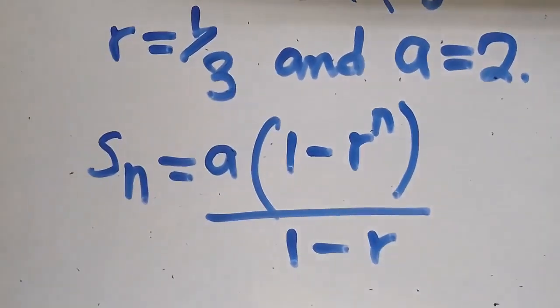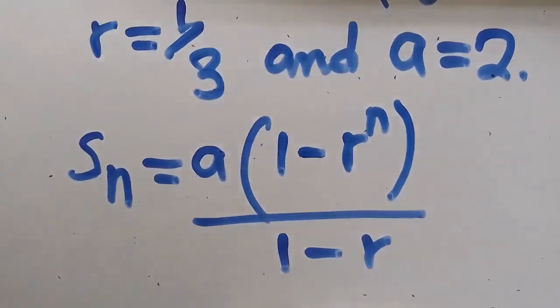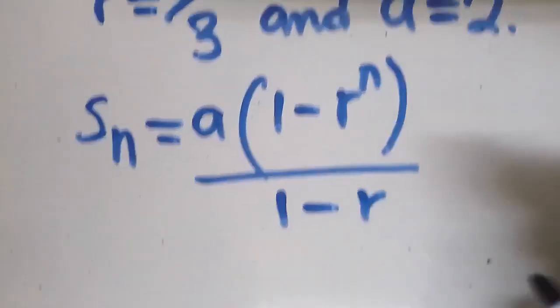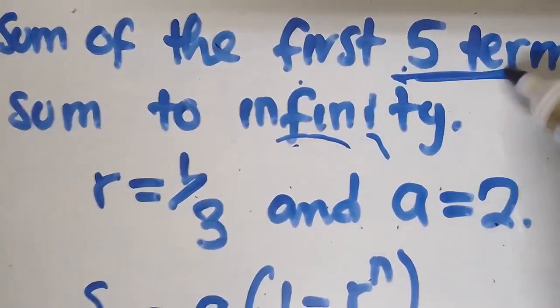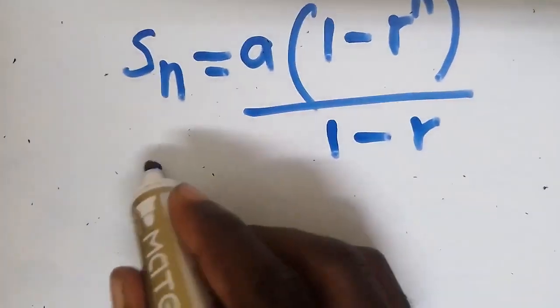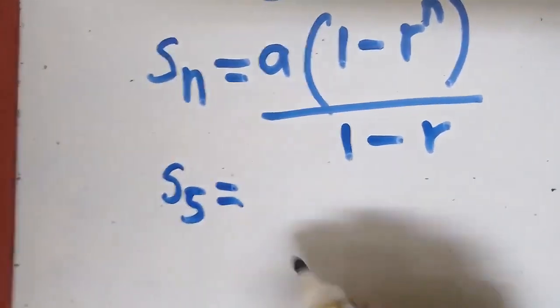Then you just do what? So let me just answer it. Maybe there is someone that is lacking behind here. You want to find the sum of the first 5 terms. So meaning n is 5. So S_5 is equal to, have you seen?